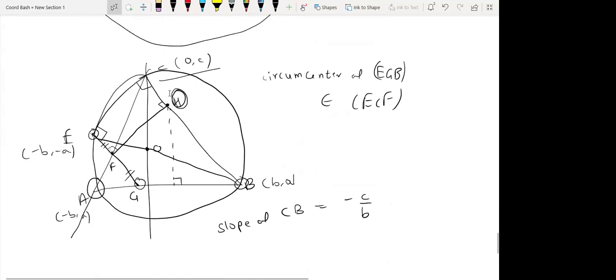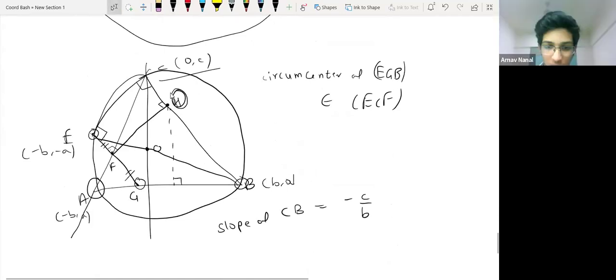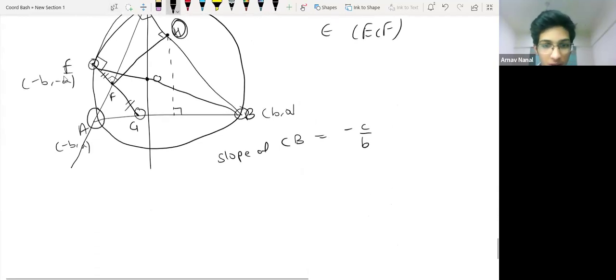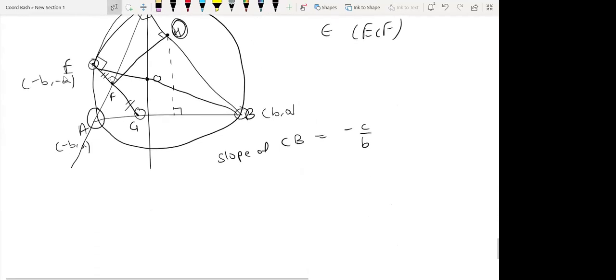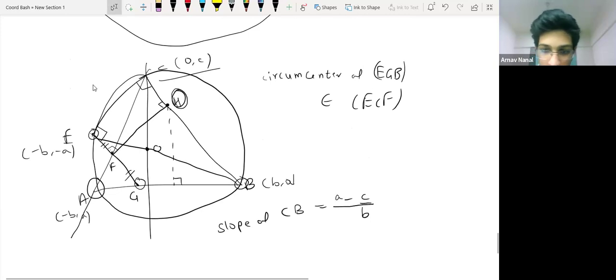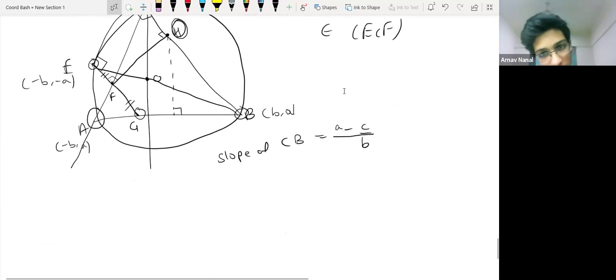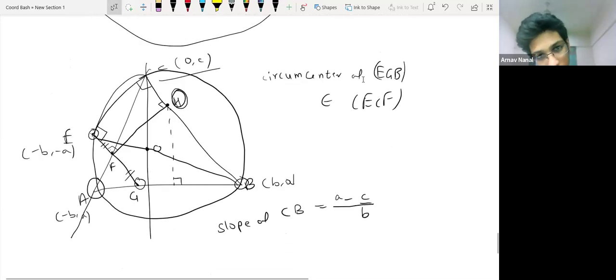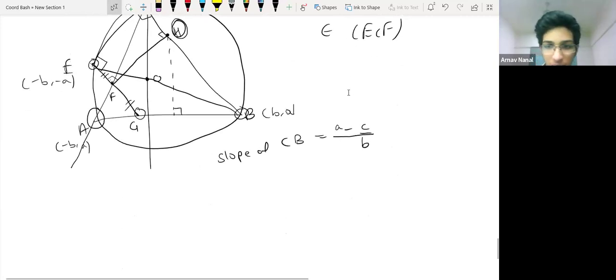Okay, so slope of CB is minus C by B. From that slope you put the line through E. Isn't it A minus C by B, slope of BC? Or am I making a mistake? Oh, sorry, I messed up. It's A minus C by B. Wait, is it A minus C by B or beta? Yeah, okay, A minus C by B.